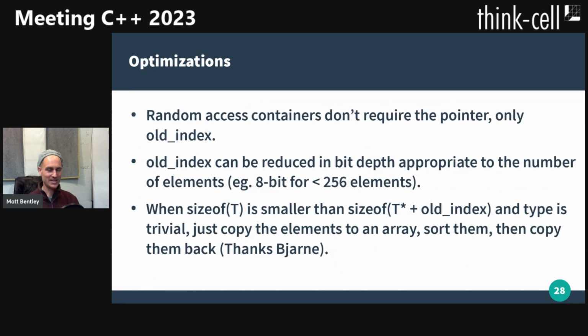There are some technical optimizations that you can do to this. If you're doing this with a random access container, you don't actually require the pointer. You only require old index because the current index in that array of structs is the same as the index into the actual container. Also, if you're sorting random access containers, because you don't need the pointer, old index can be reduced in bit depth appropriate to the number of elements. So if you've got less than 256 elements, you can use an 8-bit old index, for example.